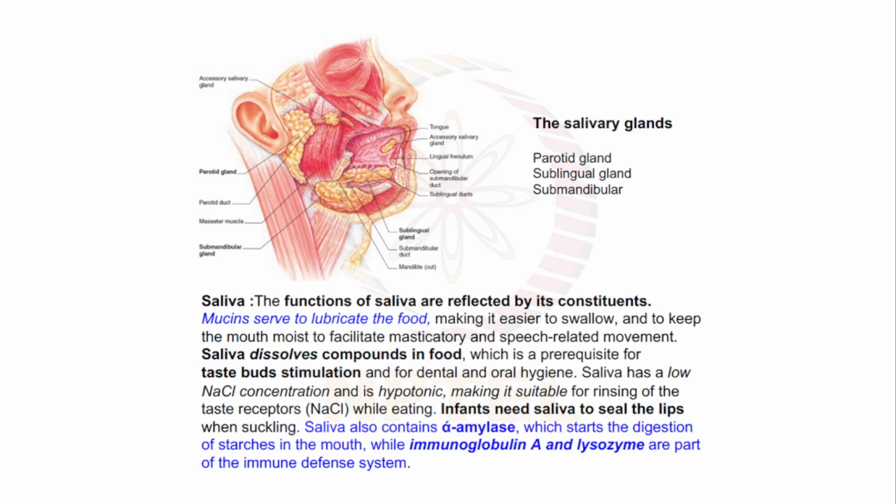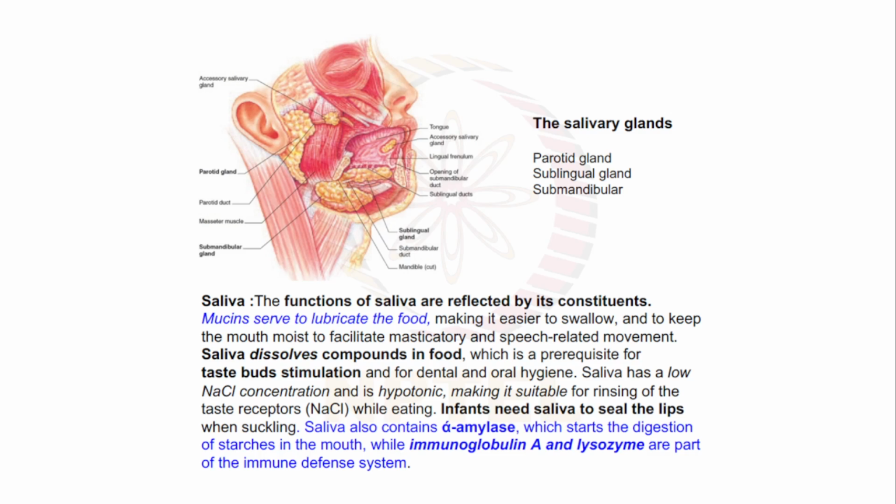Saliva also contains alpha amylase, a very important enzyme which starts the digestion of starches in the mouth only. Okay, it doesn't wait to get into the stomach; it starts there and then only when the food is in the mouth, with the help of alpha amylase.